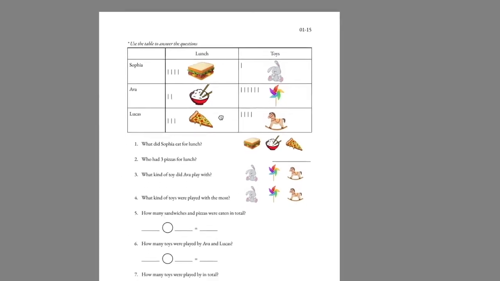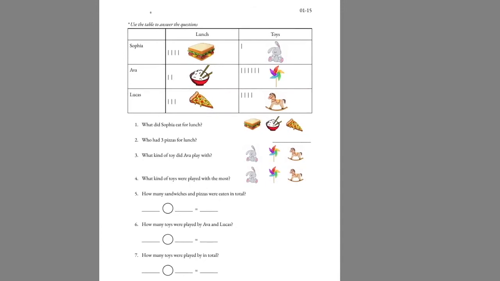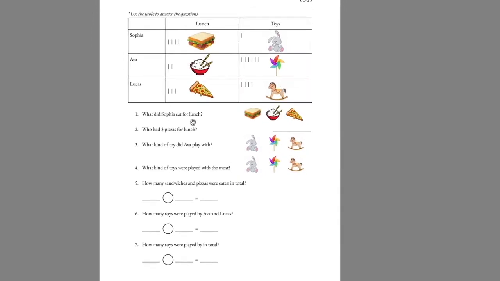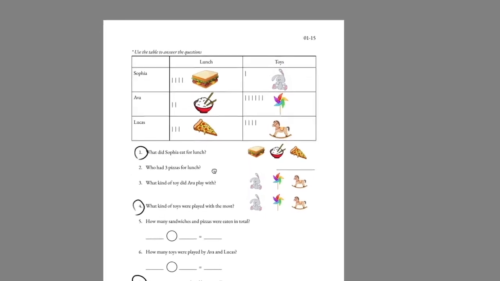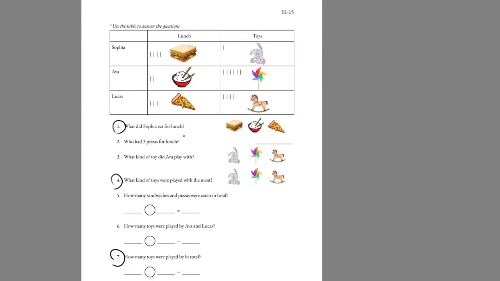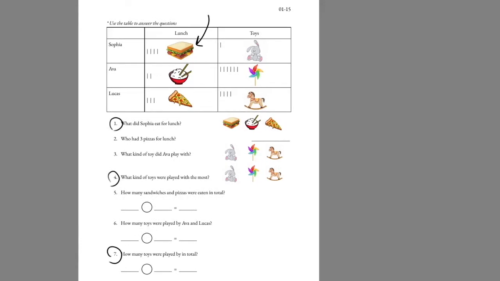So page 2 is about using the table to answer the questions. Let's try 1, 4, and 7. So what did Sophia eat for lunch? So Sophia here, in the lunch column, I should say, shows that she has 4 tallies in the lunch column and a sandwich picture next to it. So you can easily see that she has 4 sandwiches for lunch. So you just say 4 sandwiches.